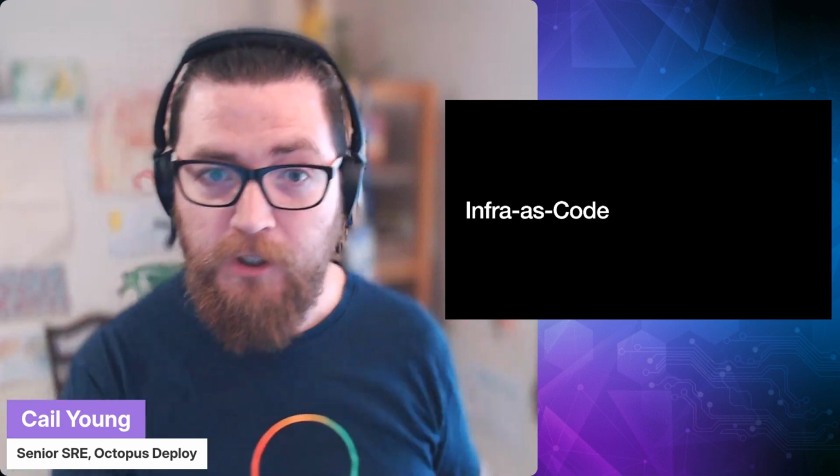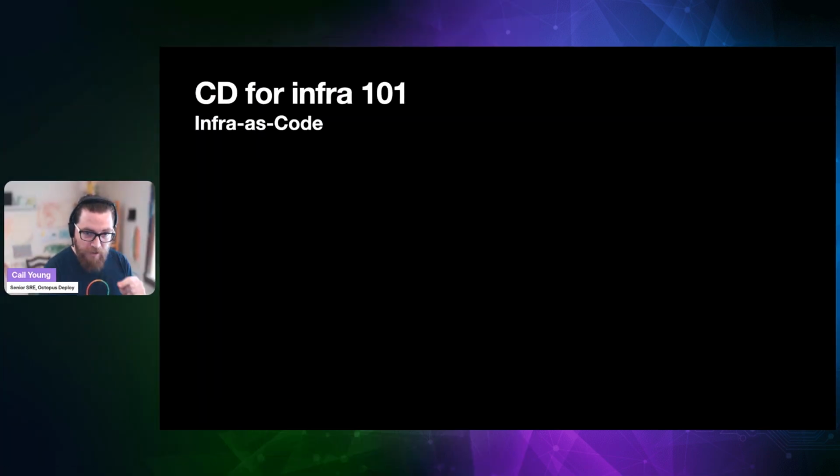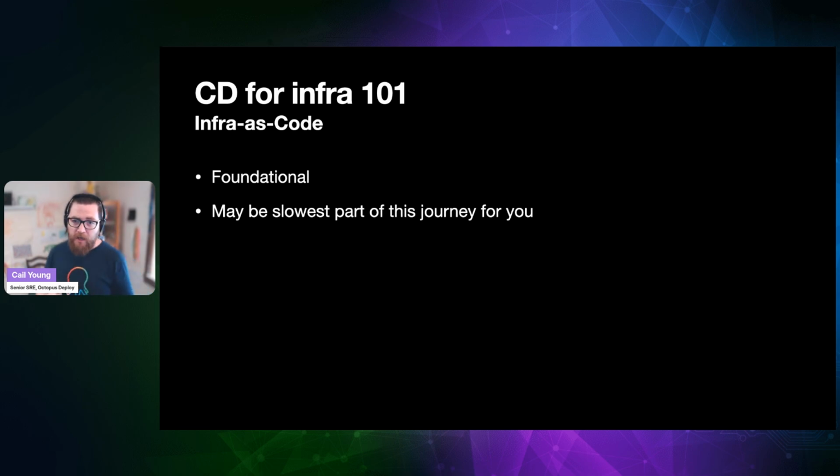So speaking of infra as code, I think this is foundational for CD for infra. You can't really do this without having a way to describe your infrastructure stack programmatically. You can pick any technology. We use Terraform, but I think you can use anything. Doing this might be the slowest part of this journey. If you're not already using infra as code, this might be the single slowest part of getting to this wonderful CD future. Even if it's hard, I think you should do it.